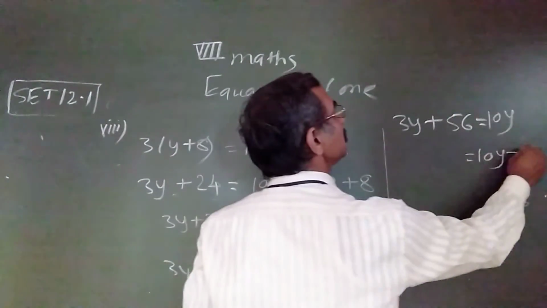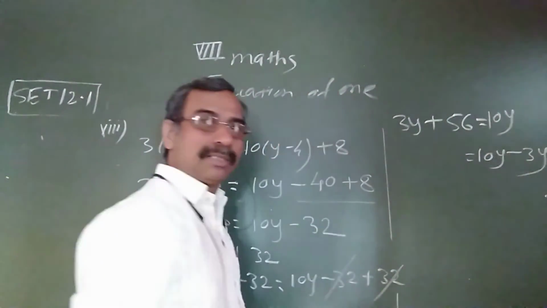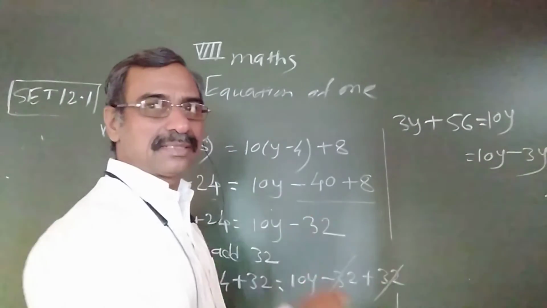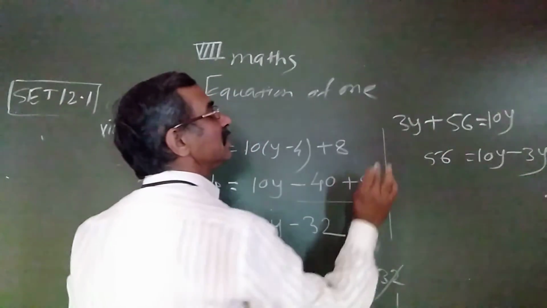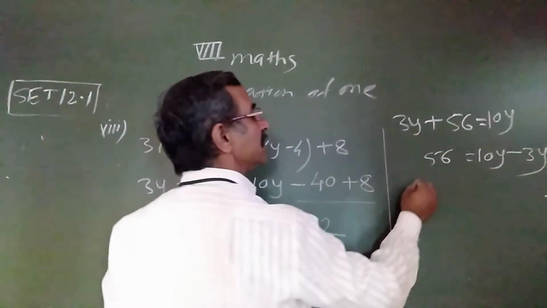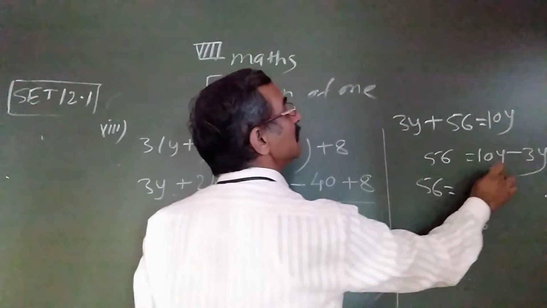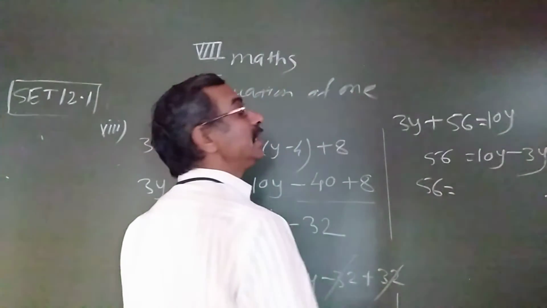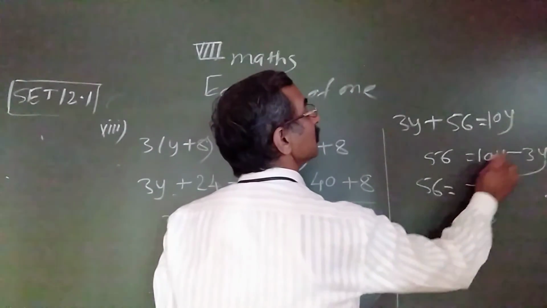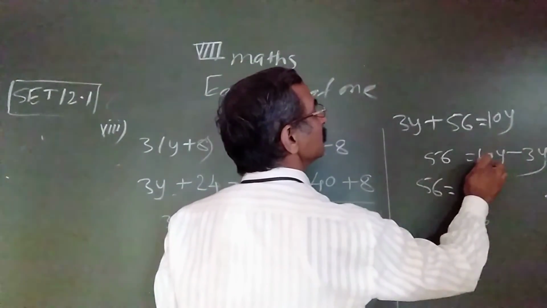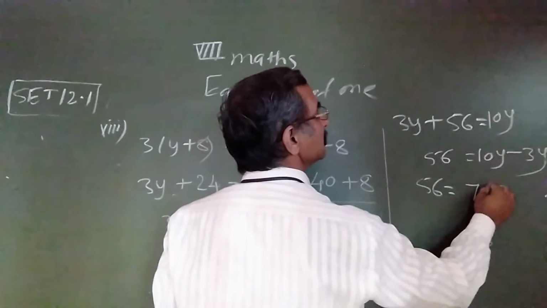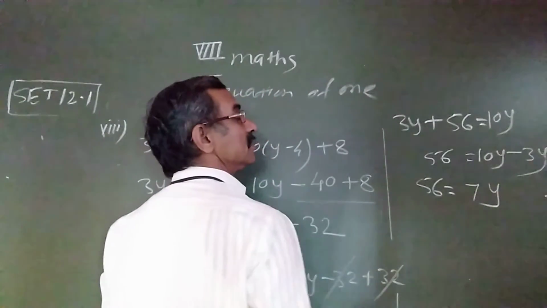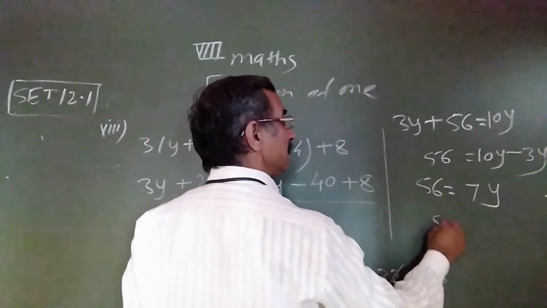The 3y goes to the other side, and when it changes sides the sign gets changed, and 56 remains as it is with the plus sign. With a plus sign we are not writing it here. Therefore 56, 10y minus 3y, both are like terms. So here we are subtracting the coefficients: 10 minus 3, 7y.